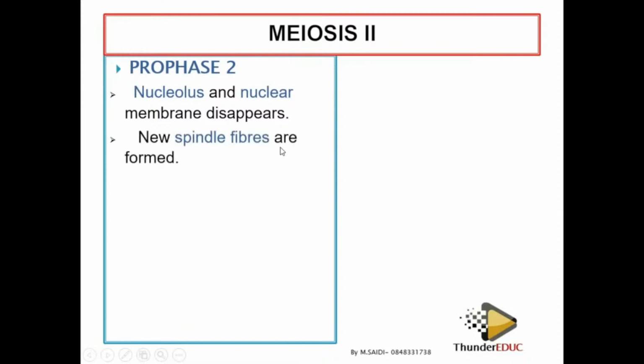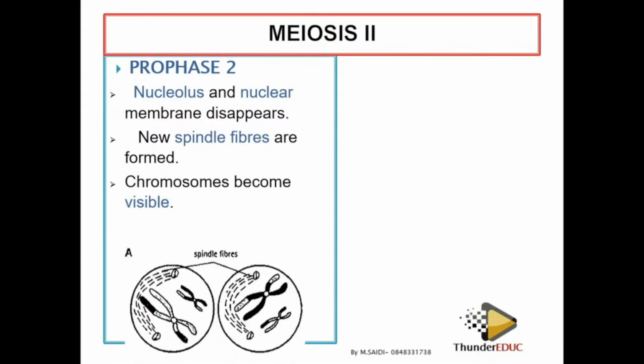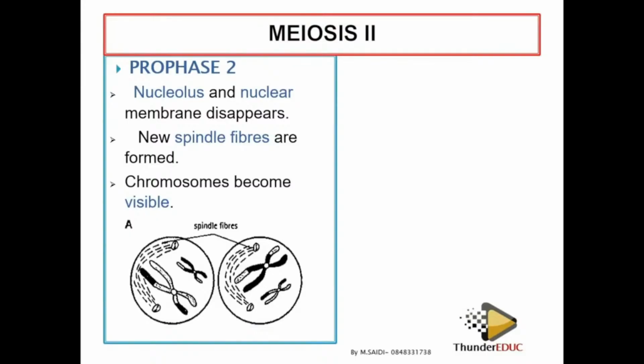But now here we don't have crossing over. So the new spindle fibers are formed. Yes, they start to form, and then the chromosomes become visible. It means that they condense, and then they become visible. And once they become visible, they're ready to undergo metaphase. They go to the middle of the cell.